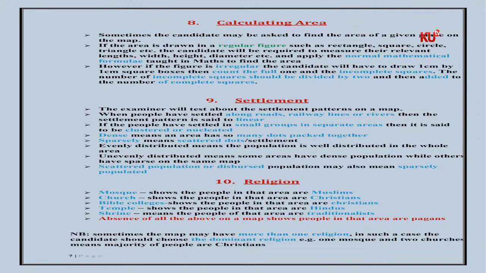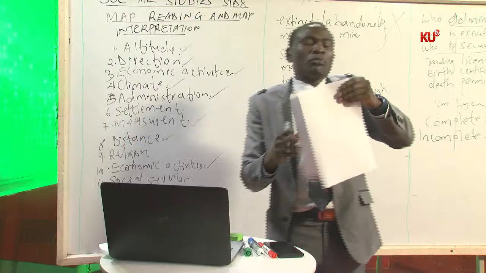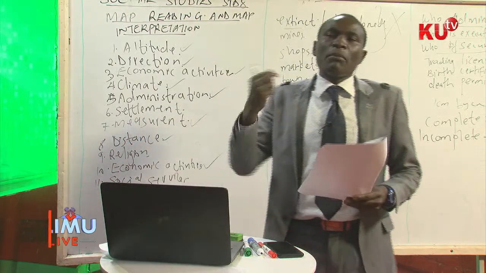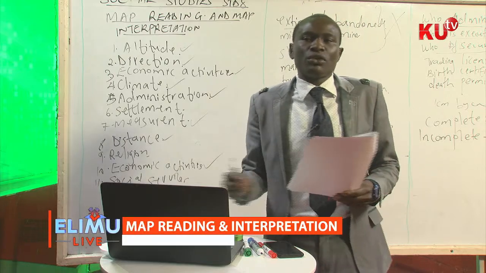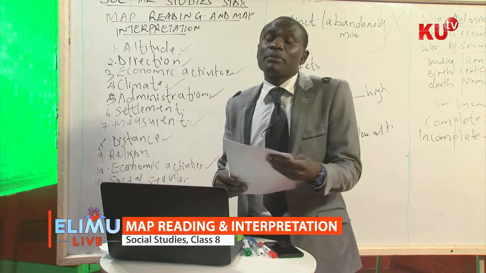Let us look at religion as an area that is most commonly examined. Some of the religions most commonly examined are the Islamic, the Muslims, Christianity, Hinduism, and traditionalists. Here we don't have much, but absence of all these means there is no religion. That is pagans. You should note that sometimes the map might have more than one religion, so you need to be very careful when answering. Choose the most dominant type of religion that appears in that map.